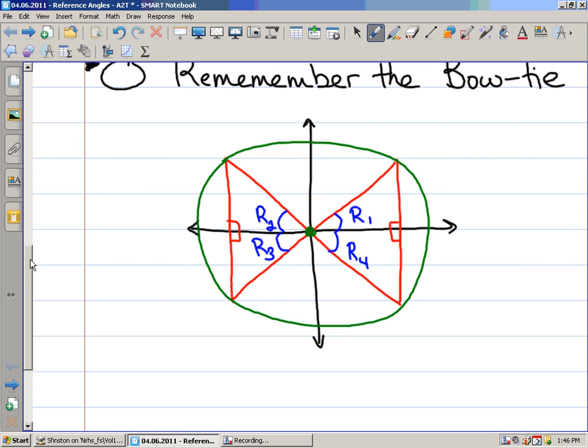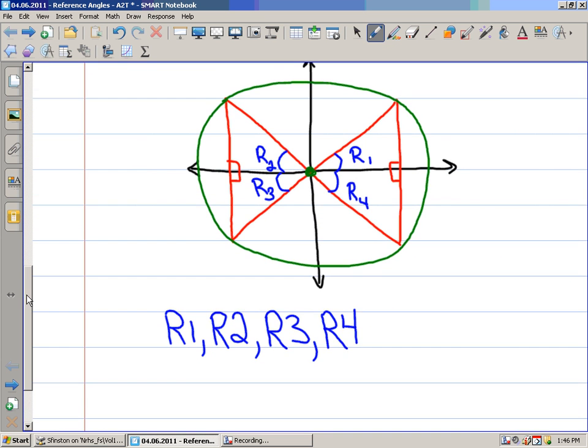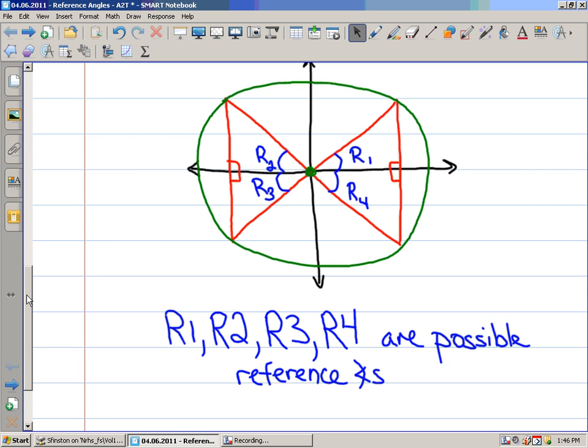They're not located up on top on the circle. They're always right over there. So R1, R2. Oh, R2. What's up, R2? R3 and R4 are possible reference angles. Who knew? Who knew all of this? I did.